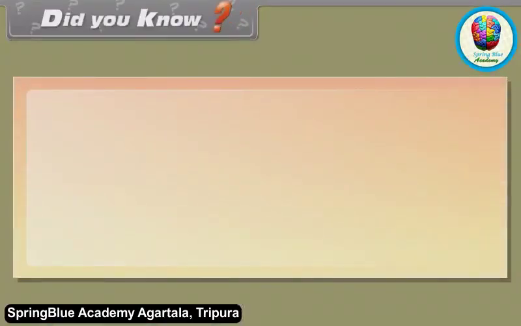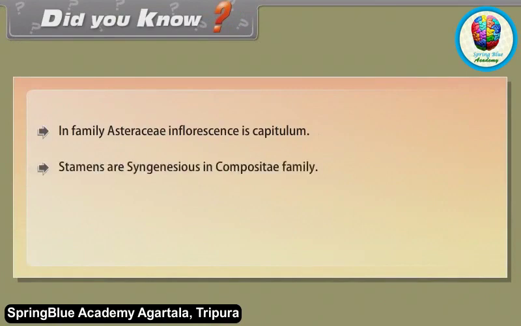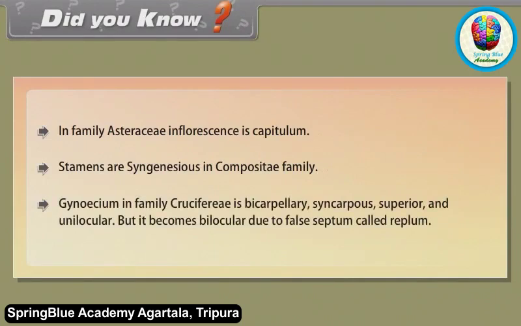Did you know, in family Asteraceae, inflorescence is capitulum. Stamens are syngenesious in composite family. Gynoecium in family Cruciferae is bicarpellary, syncarpous, superior and unilocular. But it becomes bilocular due to false septum called replum.